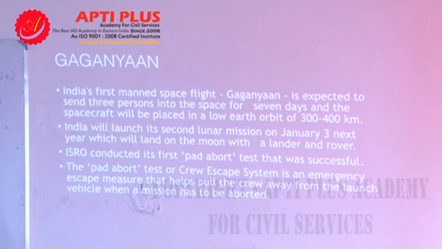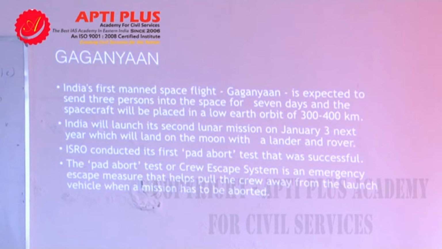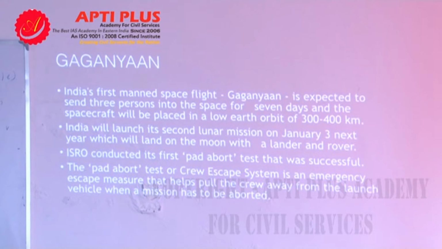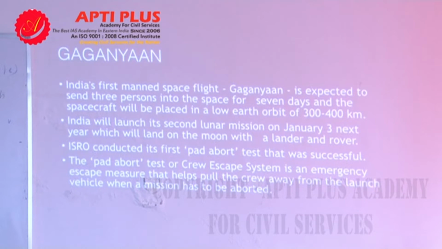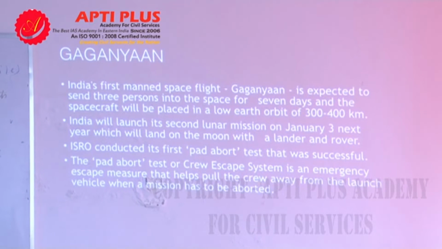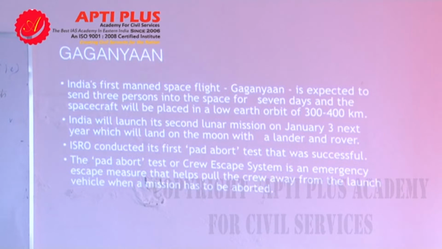The pad abort test of the crew escape system is an emergency escape measure that helps pull the crew away from the launch vehicle when a mission has to be aborted. From the launch vehicle, that is the rocket, let's say Gaganyaan GSLV Mk3, if something goes wrong in outer space, this module can be ejected from the rocket. Why has this been done? So that we are successful in implementing Gaganyaan.